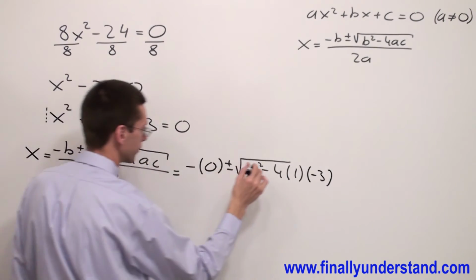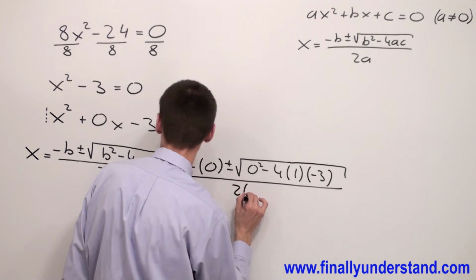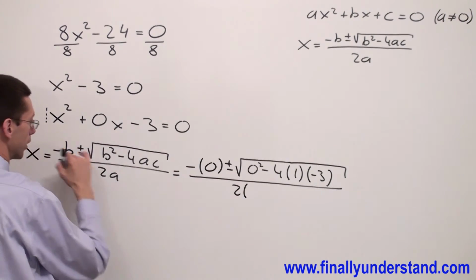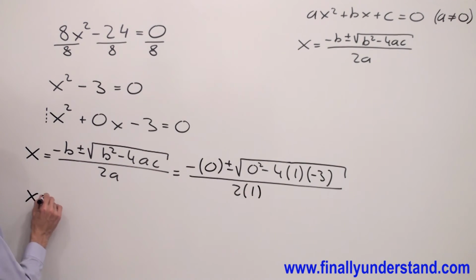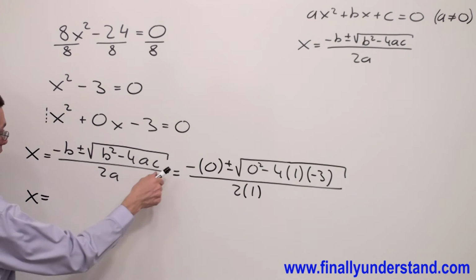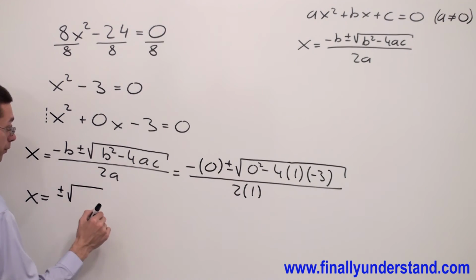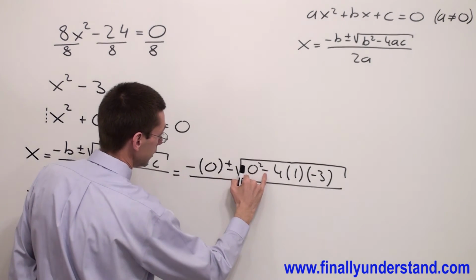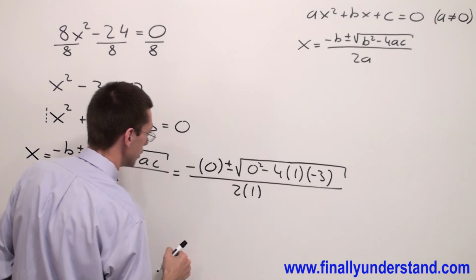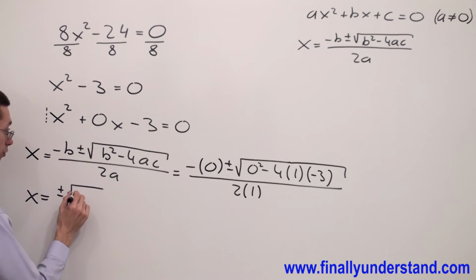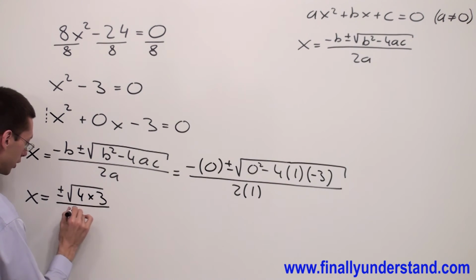This is my c. Everything is over 2 times a, which is equal to 1, okay? a is equal to 1. x is equal to. I have 0, so that's why I'm going to write just plus minus square root. Negative times negative will give me positive 4 times 3. I'm going to write simply 4 times 3 over 2.